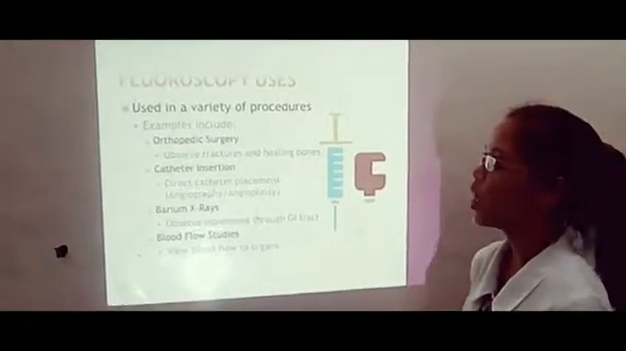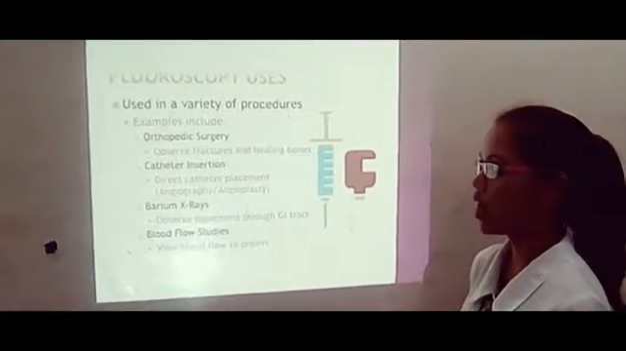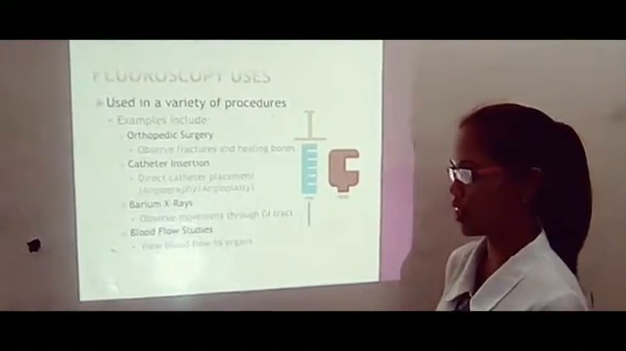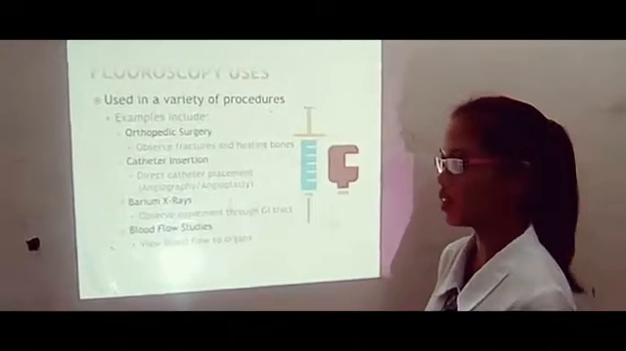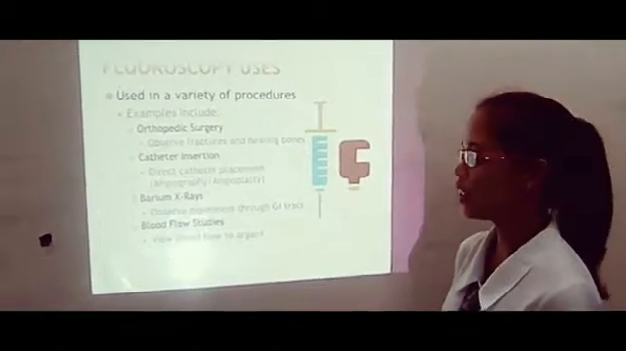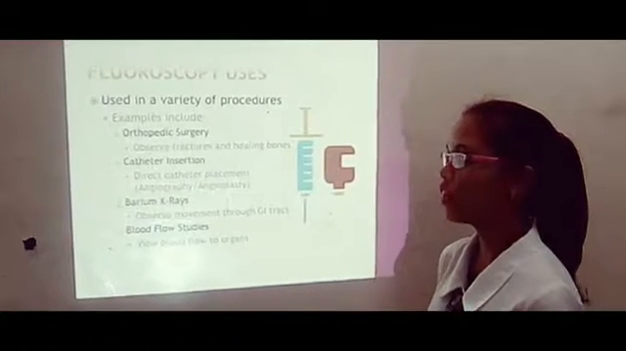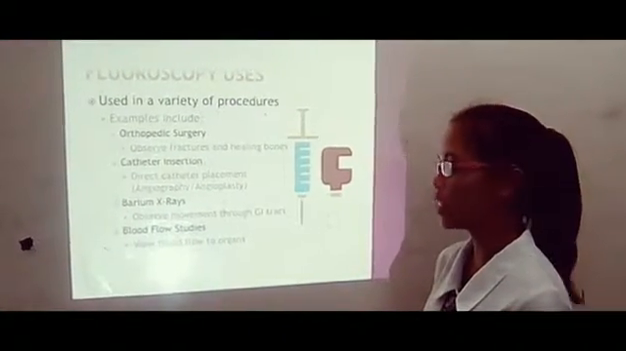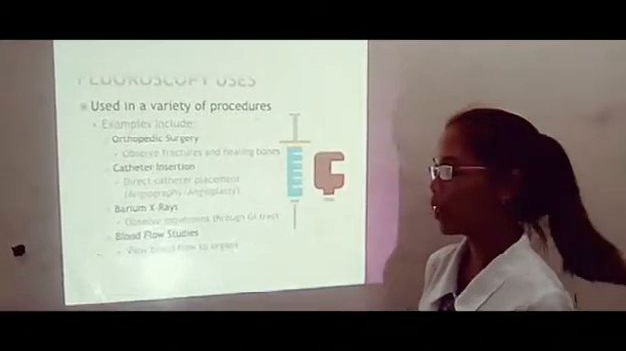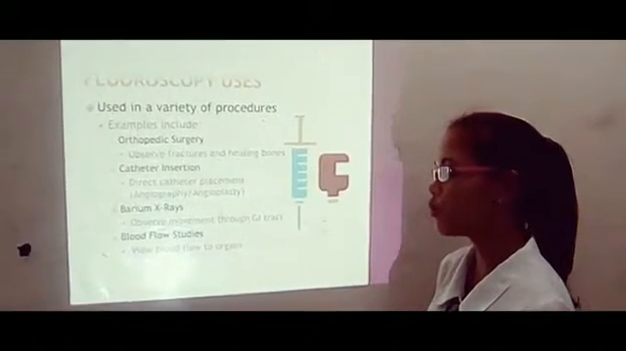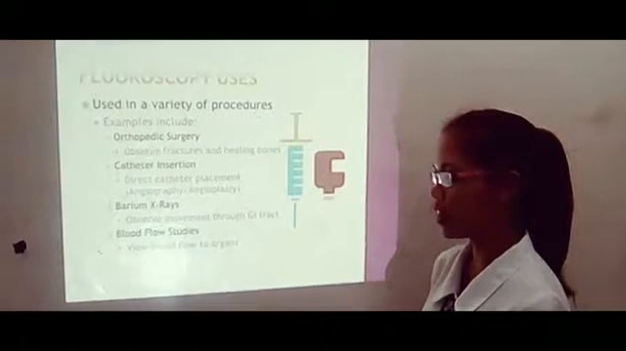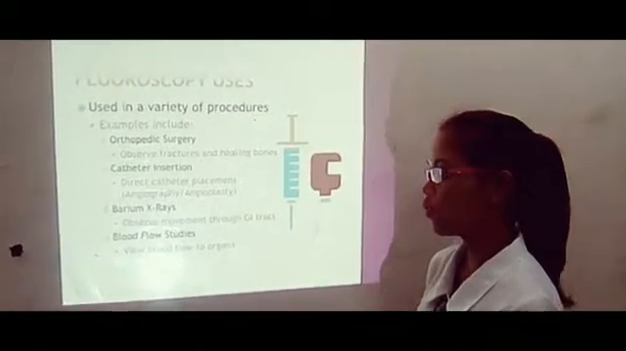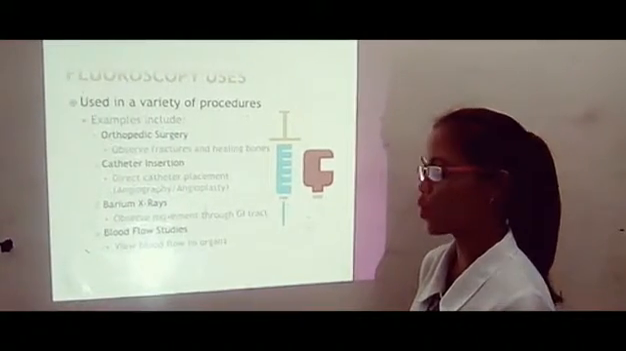Fluoroscopy uses. It is used in a variety of procedures. Examples include, first, orthopedic surgery. It observes fractures and healing bones. Second, catheter insertion and direct catheter placement, angiography, angioplasty. Third, barium X-rays. It observes movement through the GI tract. Fourth, blood flow studies. It views blood flow to organs.